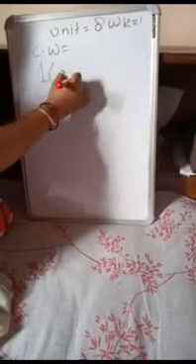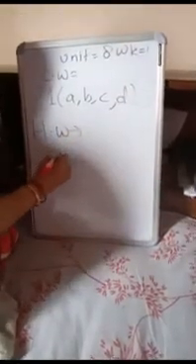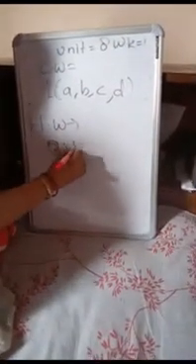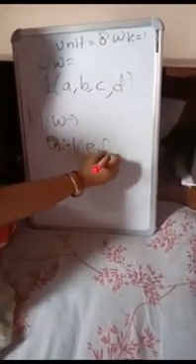So children, today's classwork is unit number 8, worksheet number 1. Classwork is question number 1, A, B, C and D, and homework is question number 1, E, F, G and H.